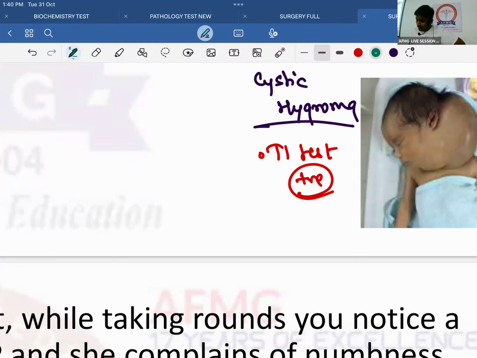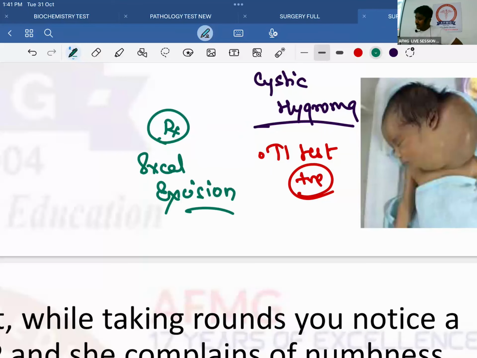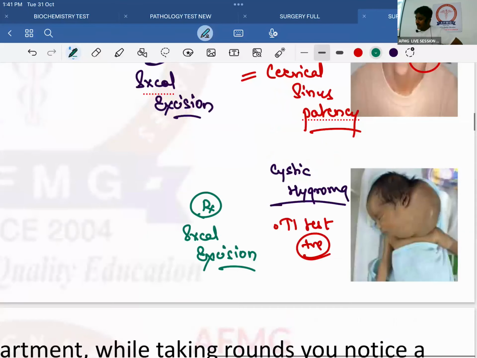Treatment is surgical excision itself. ठीक है? You cannot keep this cystic hygroma over there. ठीक है? तो याद रखना.